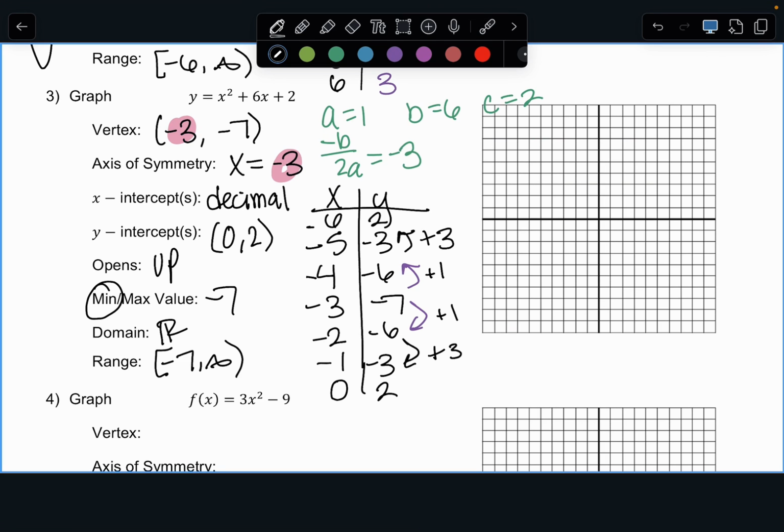Last thing, just have to quickly graph this here. Here's 0, 2, negative 1, negative 3, negative 6. That is what your parabola should look like.